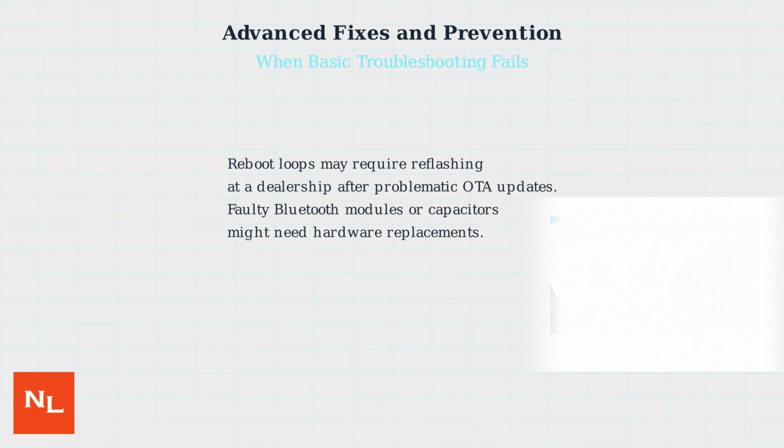Reboot loops can sometimes be resolved by reflashing the infotainment system at a dealership, especially after problematic over-the-air updates. Faulty Bluetooth modules or capacitors, as seen in past GM recalls, might require hardware replacements. Many mechanics have shared videos demonstrating capacitor swaps that can fix these systems.